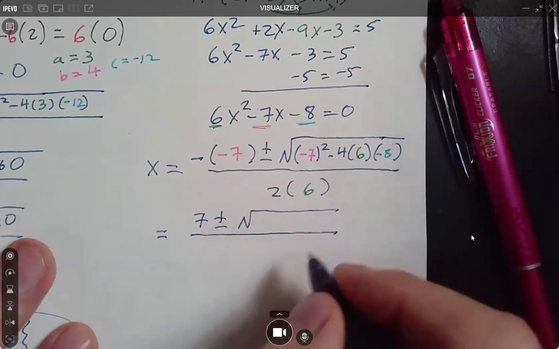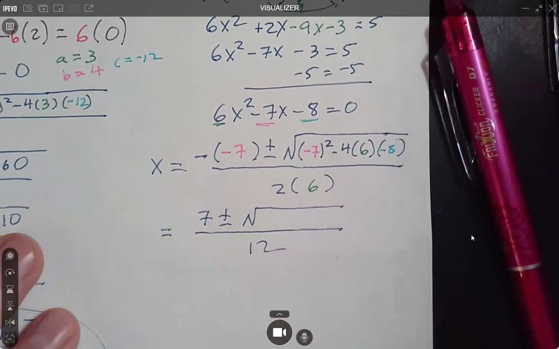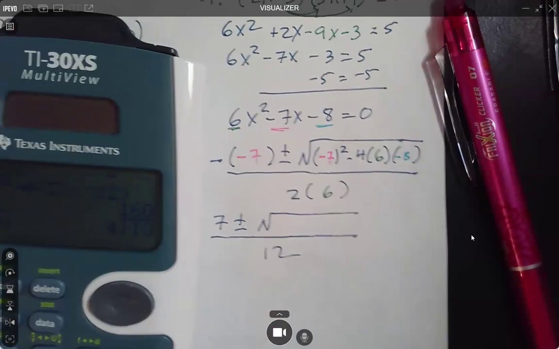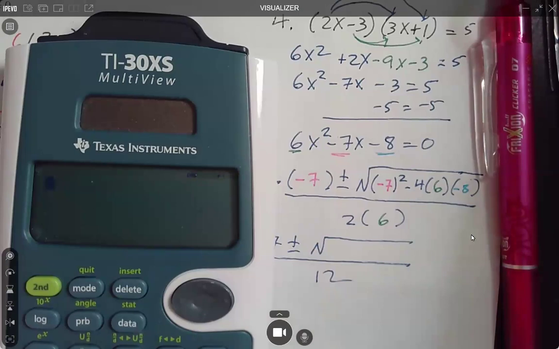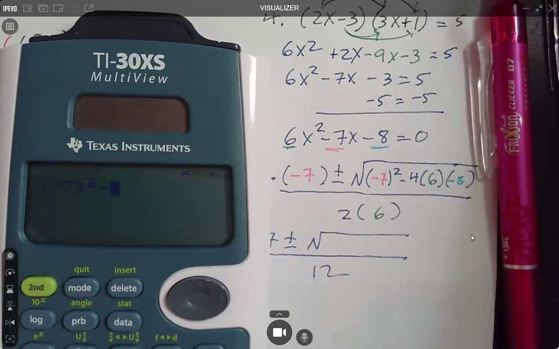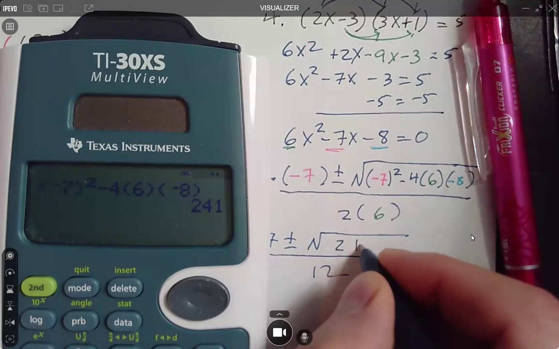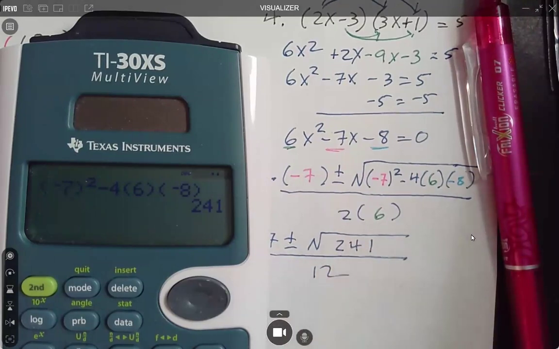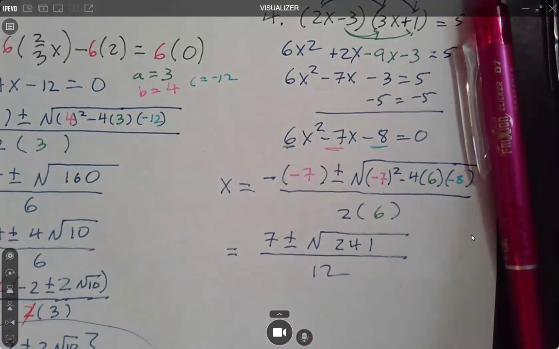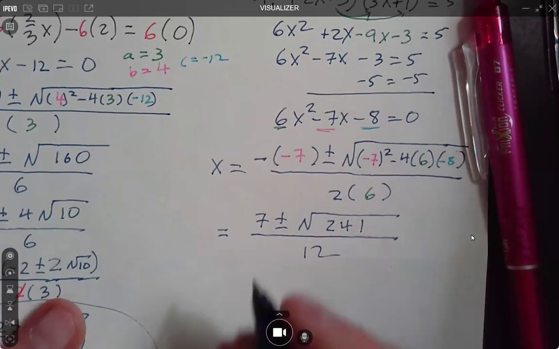Oh, I want to use a calculator there. On the bottom, we'll have 12. But let me grab a calculator so we can get that stuff underneath the square root. Clear that. Negative 7 squared minus 4 parentheses 6 parentheses negative 8. That's 241. Let's see if we can break that down. And nope, we can't. So we're not able to break this down. And so this is really as far as we can go with the problem.